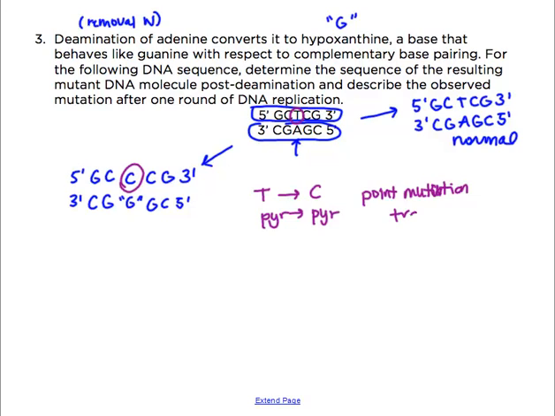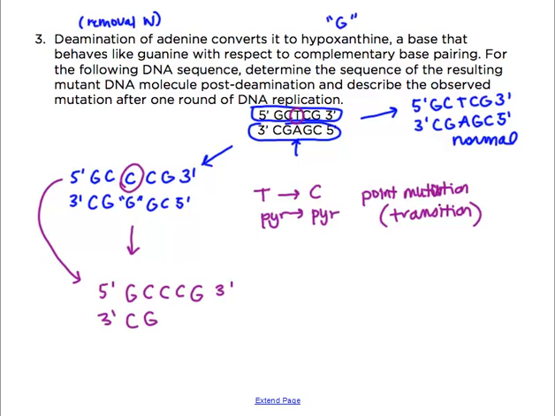And this is known as transition. Okay? And then it's asking us also to determine the sequence of the resulting mutant DNA molecule. So in order for the mutation to fully change everything, this would have to go through another round of DNA replication, where this 5' template, 5' G, C, C, C, G, 3', will pair with 3' C, G, an actual G now, another G, and a C.